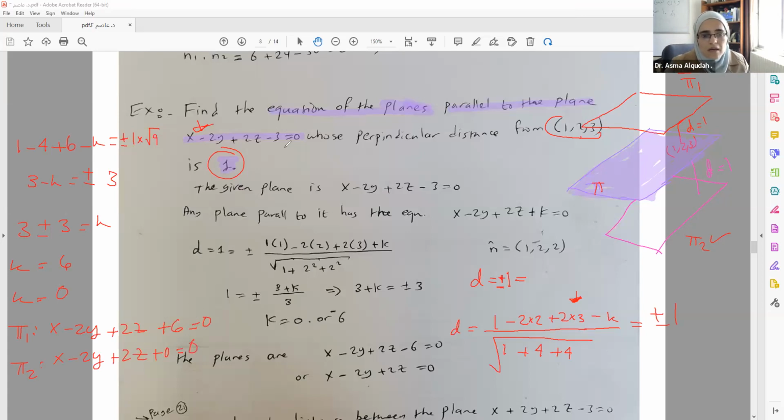Again, if you compare the equations of plane pi, pi 1 and pi 2, we notice they have the same normals, the same coefficients 1, minus 2, and 2. The only difference is in the constant term. So this is the relation between parallel planes: they have the same normals, but differ only in the constant term. Okay, I'll stop here, and inshallah, next week I will finish the rest of this material.